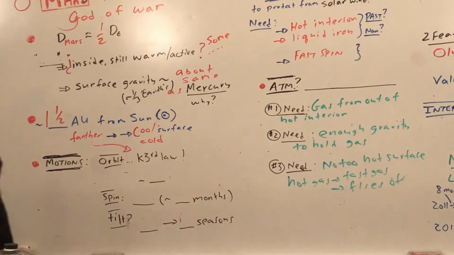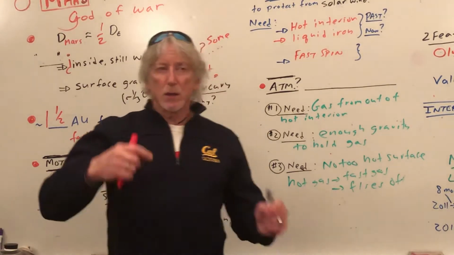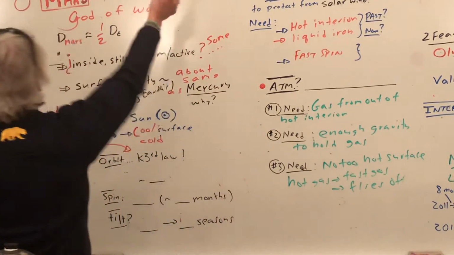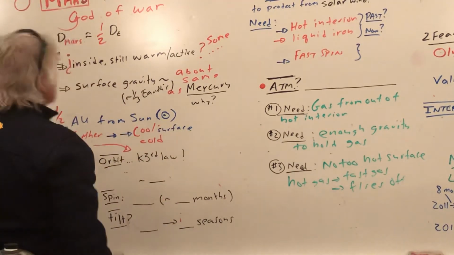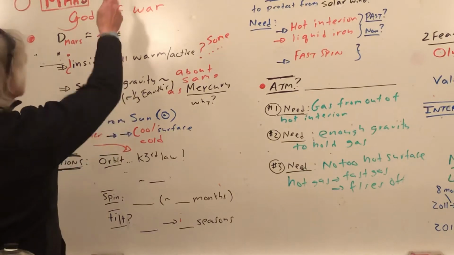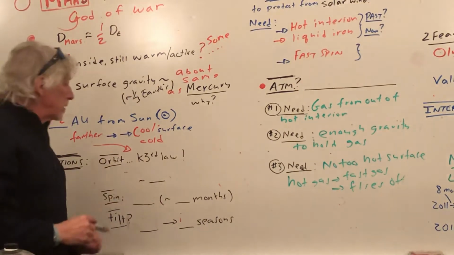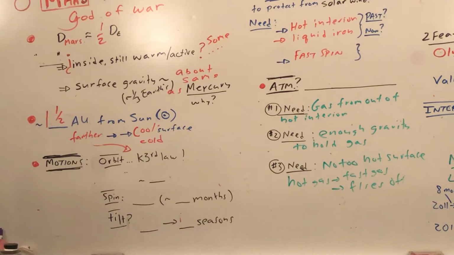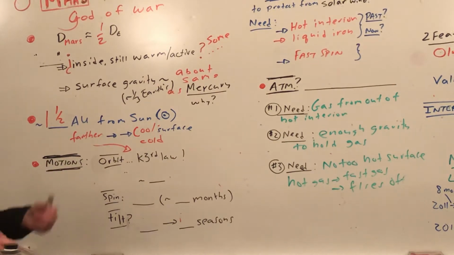What about motions? Okay. It's got a longer distance to go around once. What's a Mars year? Right? And it's going slower. Kepler's third law, and there's an equation, but we need to have that if you need to. So, orbit, how long? I'll give you a hint. What would be a good guess?